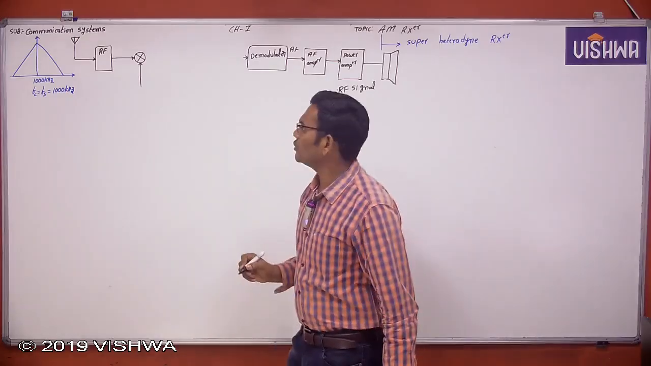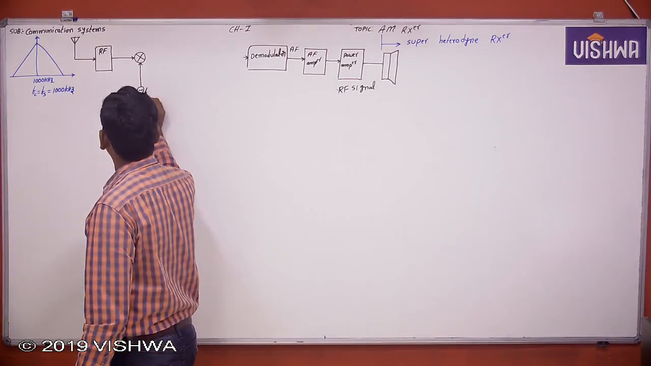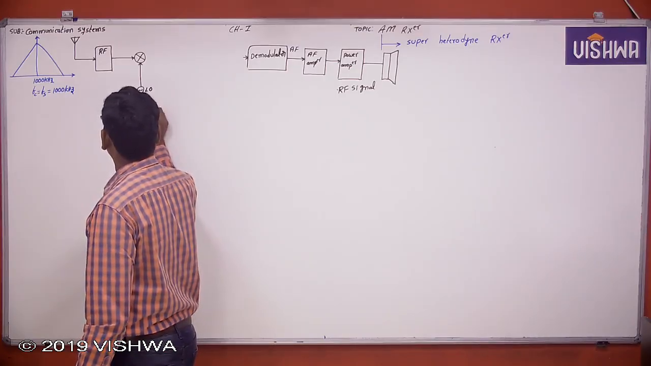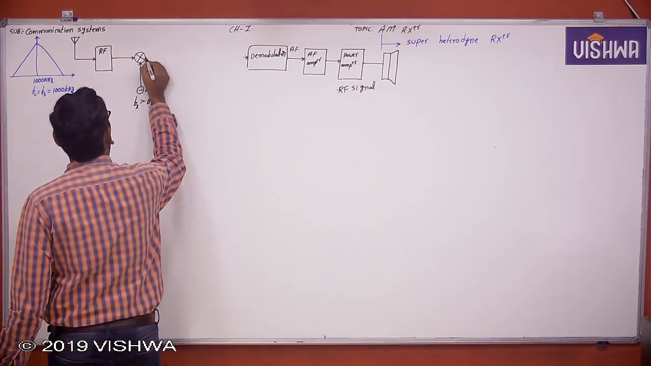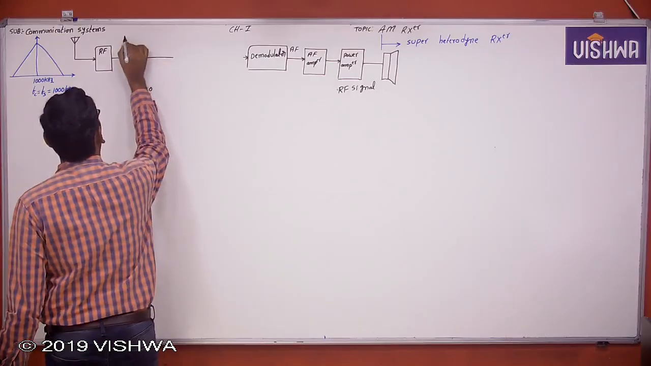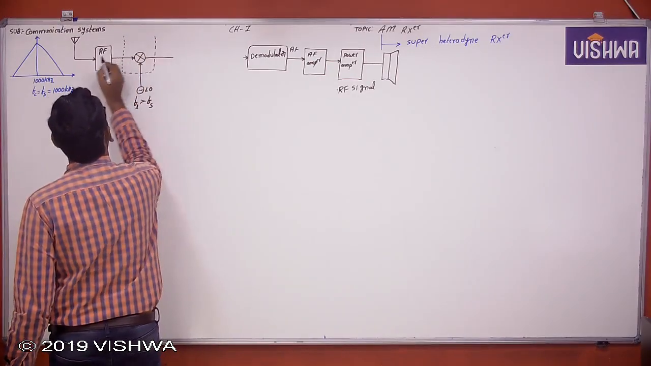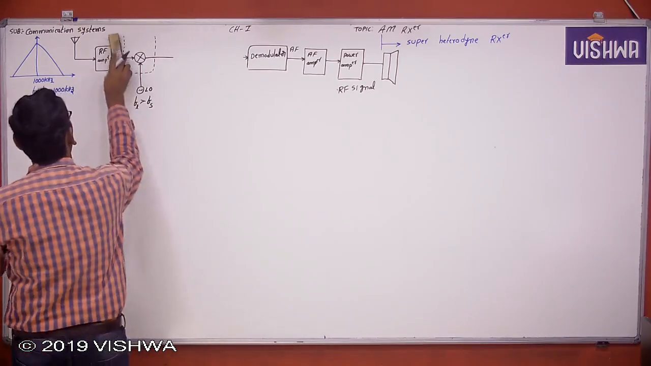That down conversion job is done by the mixer, right? So this is the local oscillator. The local oscillator will generate FL, and it should be greater than FS. So this is the multiplier and band pass filter. This is a part of the mixer, okay? This is the mixer section. This is the RF amplifier.